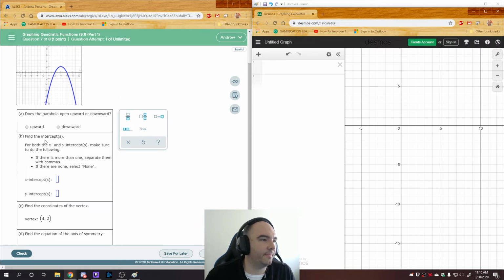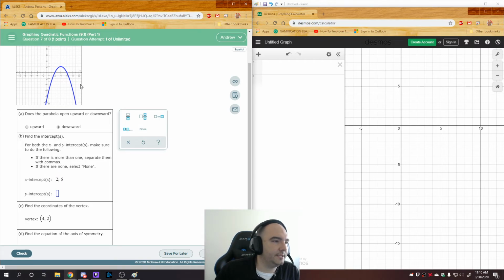All right, anyways, back to the problem. Is it open upward or downward? Downward this time. Notice the lines are going down, so that's down. What are the intercepts? This one, again, has two x-intercepts at 2 and 6. That's where it's crossing the x-axis. And the y-intercept is -6, where it's crossing the y-axis.